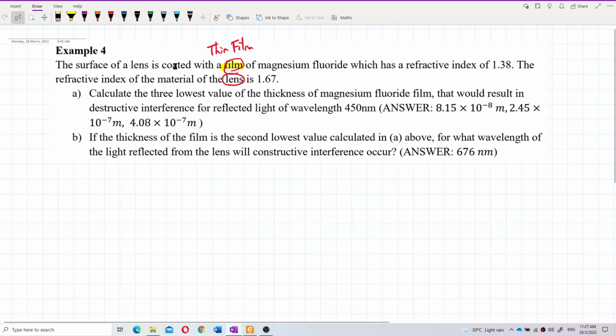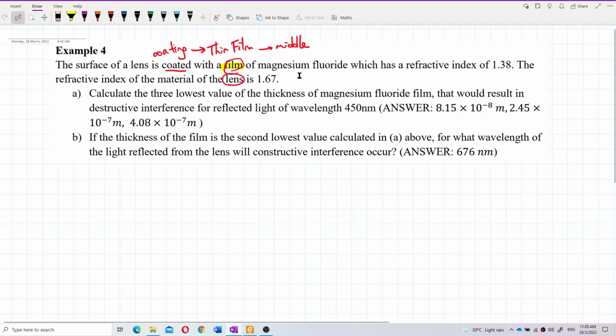So it says the lens is coated with the film. Coated. See that? We need to know which one is the middle layer and which one is the lower layer. Normally the coating is the thin film, and the thin film should be the middle layer, and then the lens is the lower layer. So we need to first be clear about this.